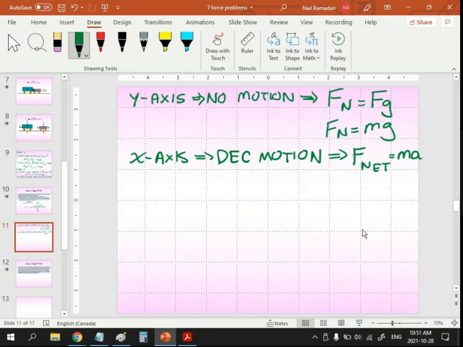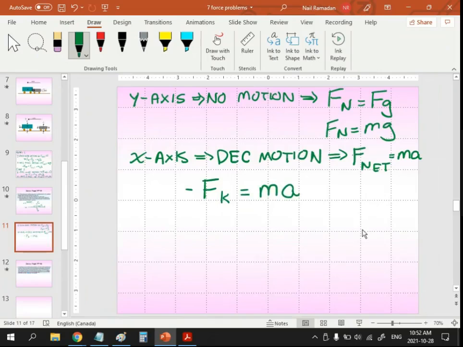Do me a favor. Look back at the FBD. What is the only horizontal force on the puck? Kinetic friction. Is it pointing with motion or against motion? So what sign should it have, positive or negative? If you make it positive, you're going to get a positive acceleration. Does that make sense? You're actually going to find out that your final speed is higher than the initial. Signs count. That's why we use them. So negative Fk equals ma.